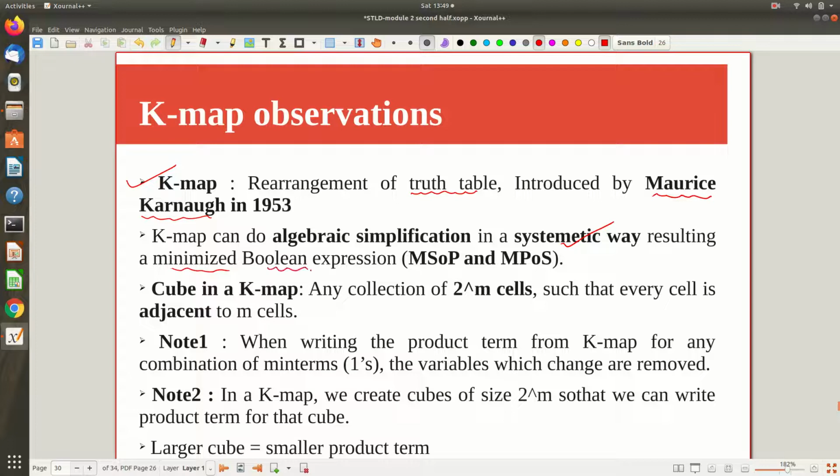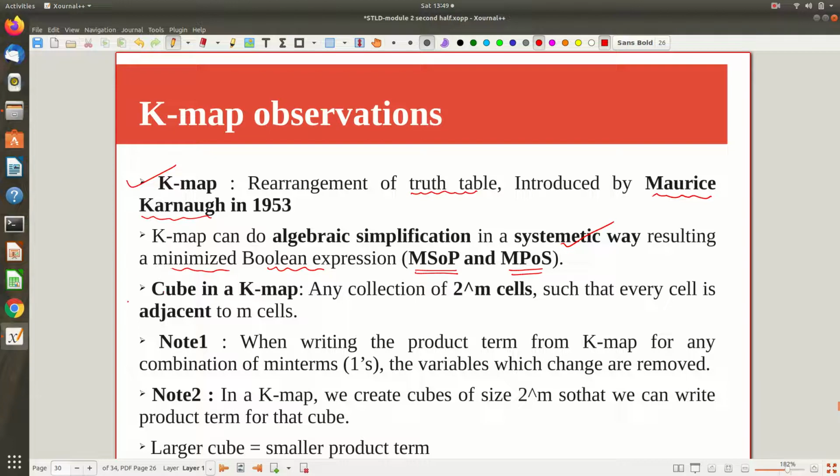In general this minimized Boolean expression can either be in the sum of product form or in the product of sum form. Accordingly we can call it minimized SOP, sum of product, or minimized product of sum. So any one of the forms we can reach. What we've seen so far is how to come up with the minimized sum of product, and in this lecture we will see how to come up with the minimized product of sum expression also.